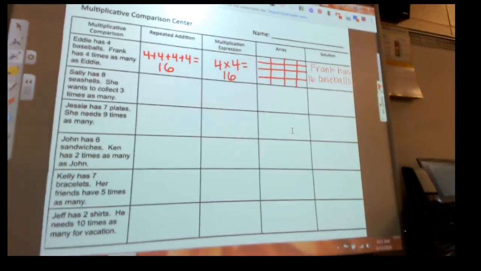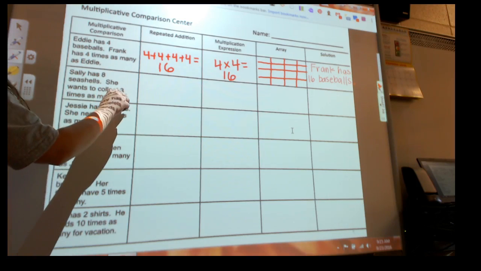Sally has 8 seashells. She wants to collect 3 times as many. If I'm doing repeated addition, what am I doing? Addition. What am I doing group 2? What am I doing group 1? Addition. Oh, so I must be adding when I do repeated addition. What number am I adding on this one? 8. And how many times? 3. Guys, it tells you 3 times.